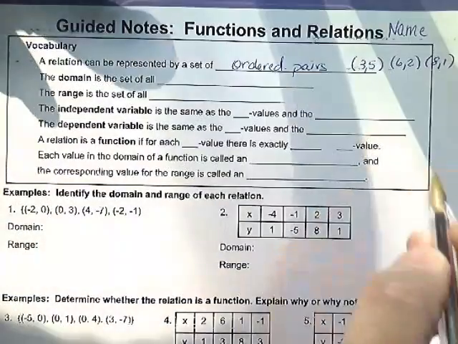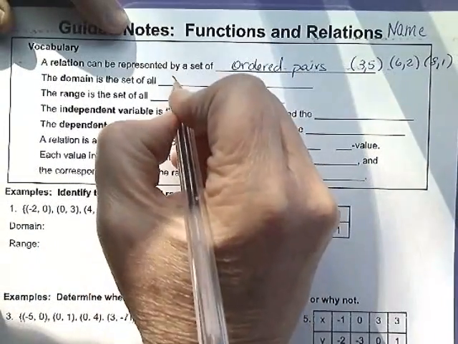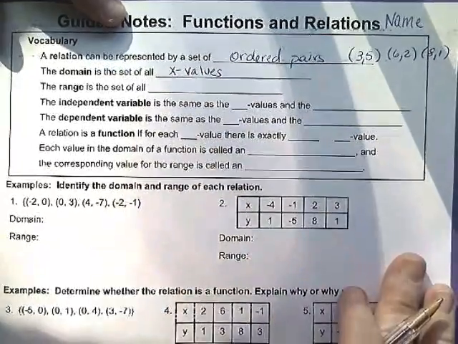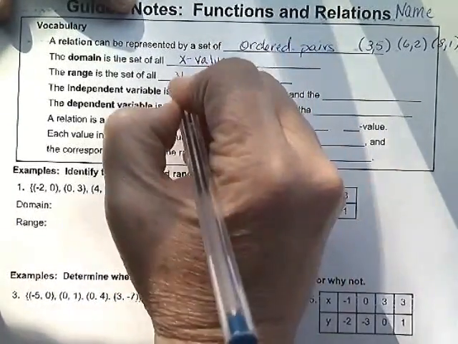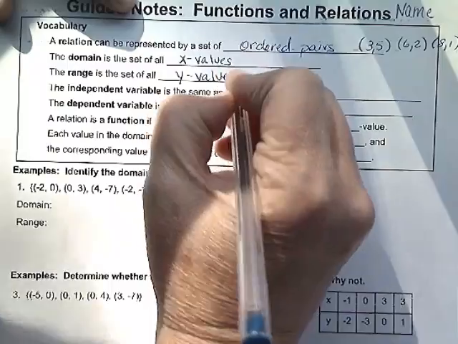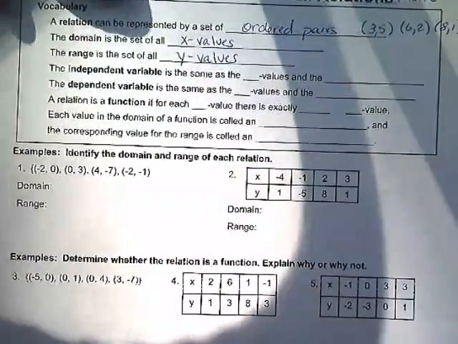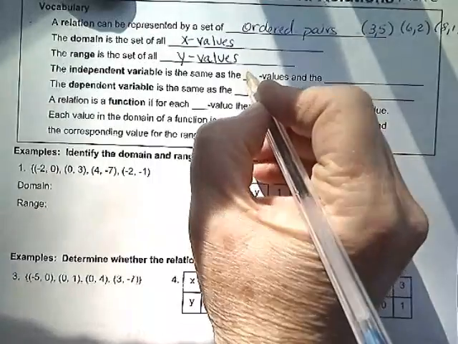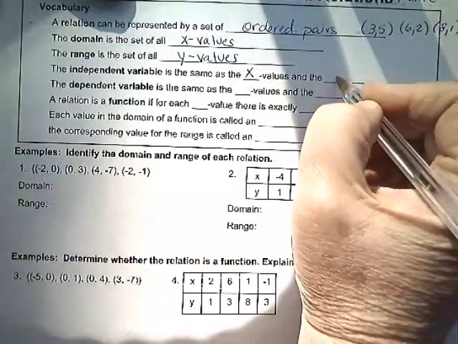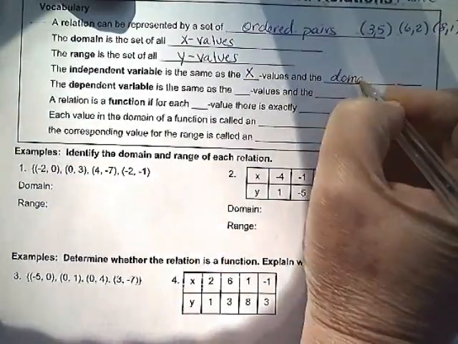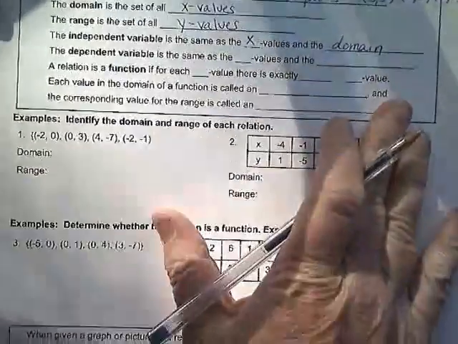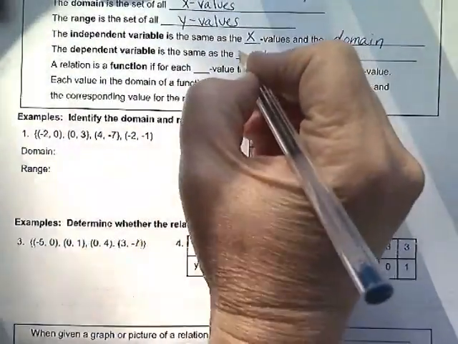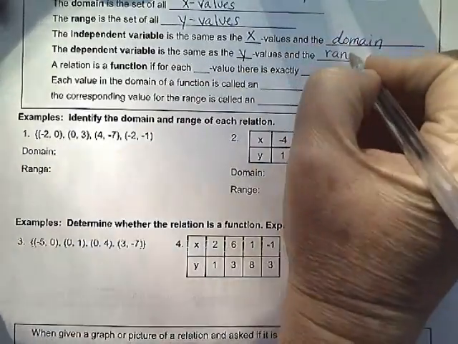The domain is the set of all x values. The range is the set of all y values. The independent variable is the same as the x values and the domain. The dependent variable is the same as all the y values and the range.